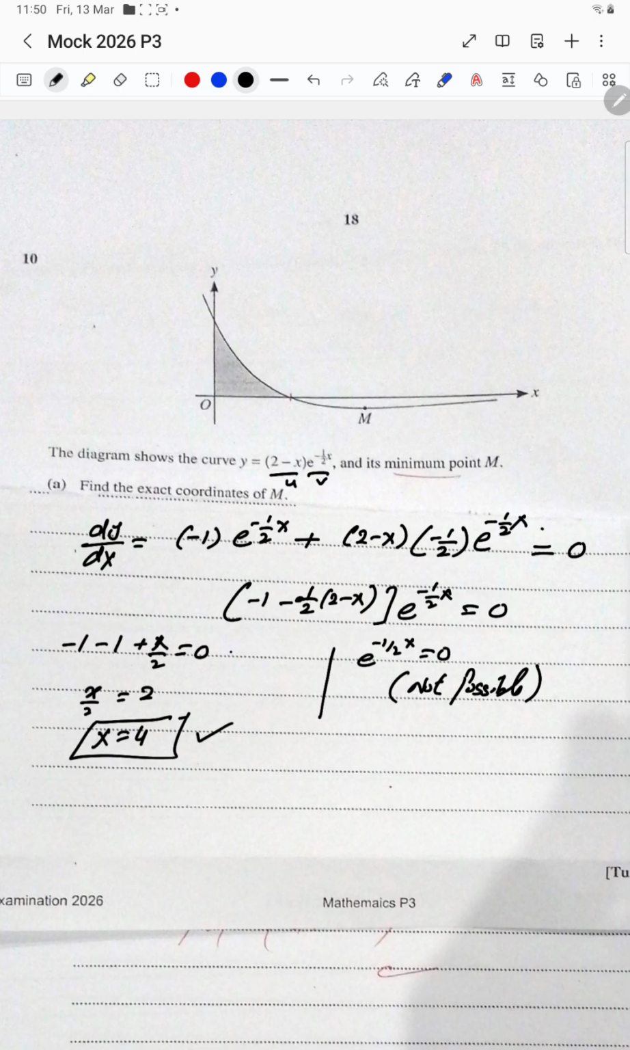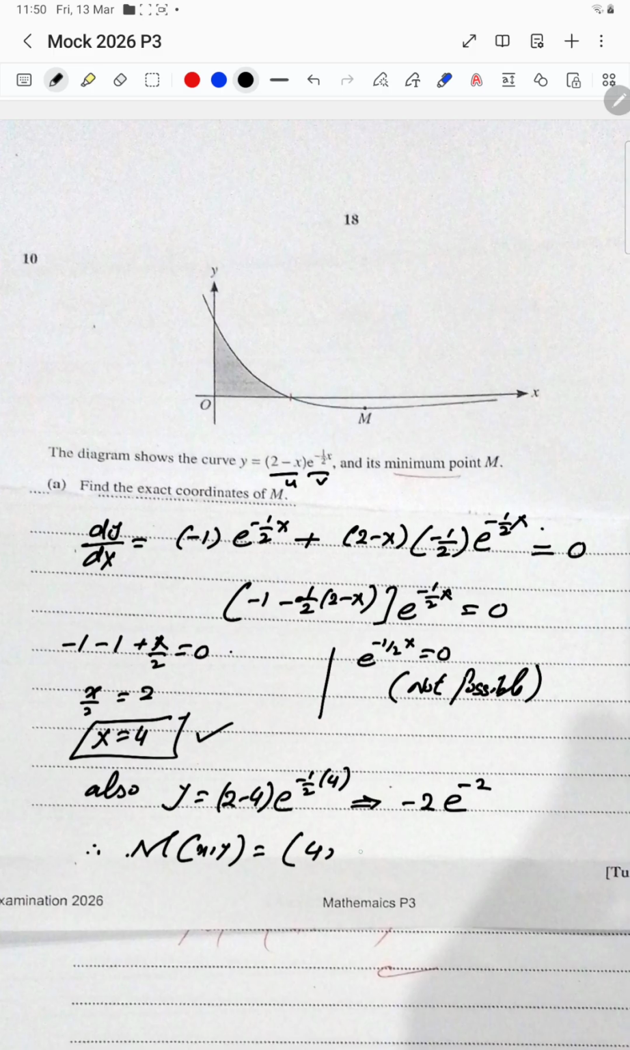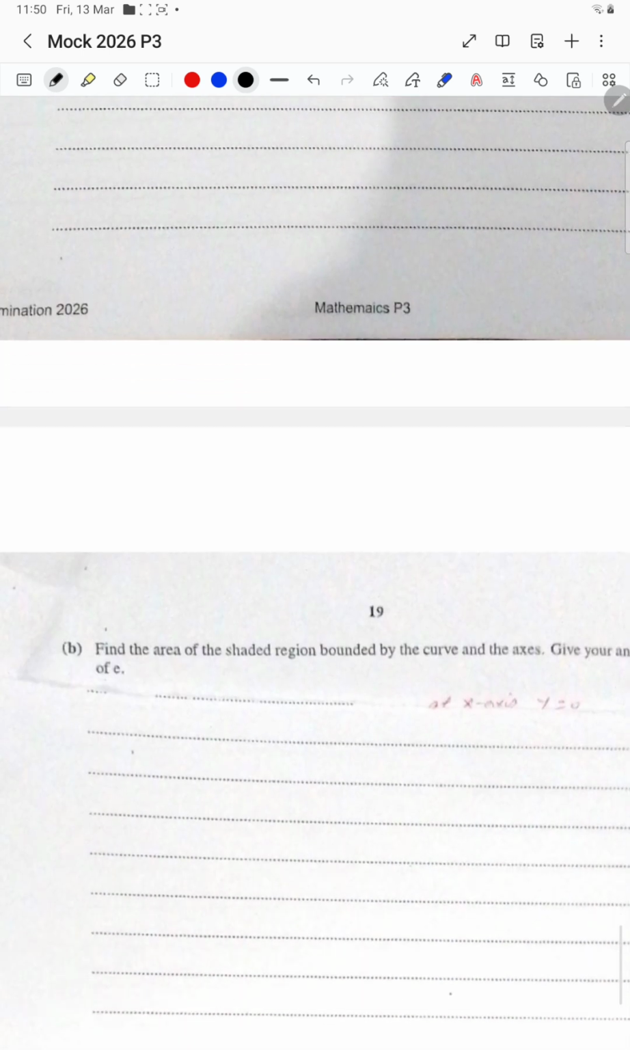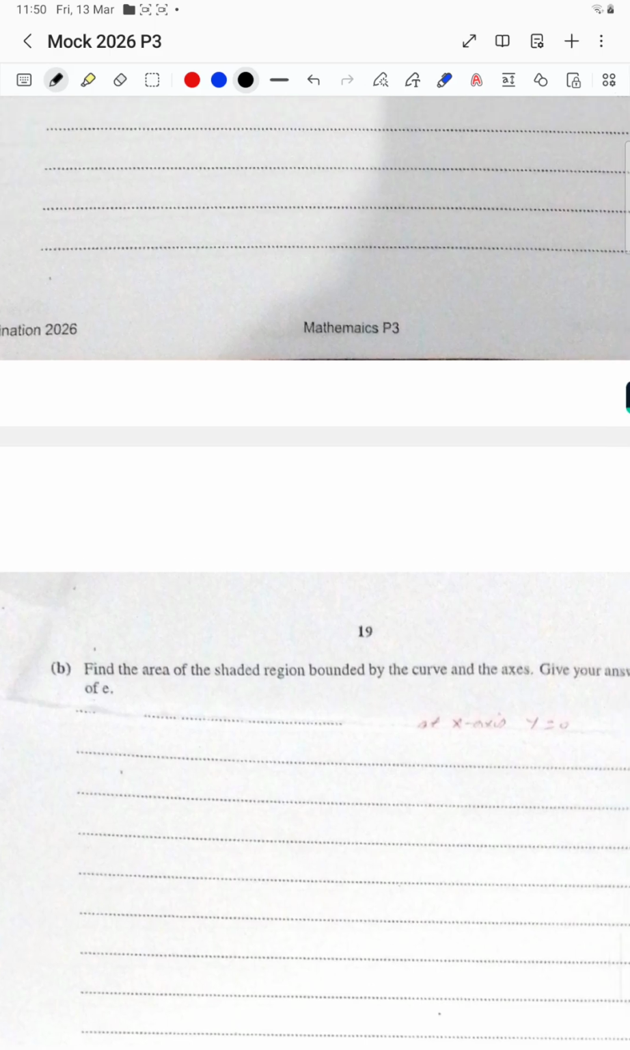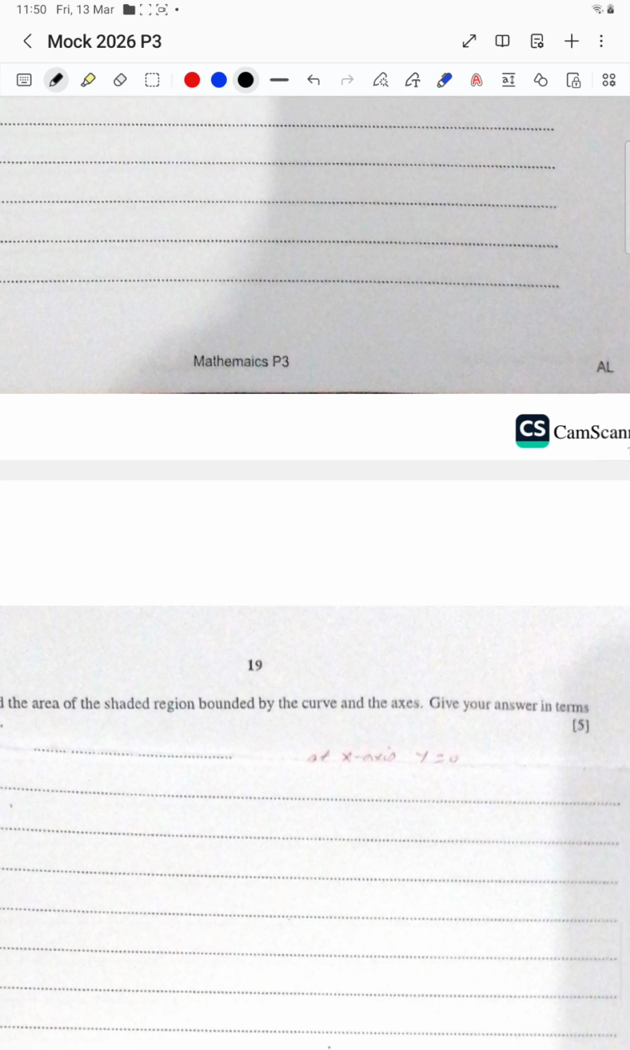Now replace this 4 in the curve. We have y equal to 2 minus 4 e raised to power minus 1 by 2 times 4. I will get minus 2 e raised to power minus 2. As I have to give the exact answer, therefore the coordinates of M are x is 4 and y is minus 2 e raised to power minus 2. I hope it is clear. Okay. Finally, find the area of the shaded region bounded by the curve and the axis. Give your answer in terms of e.